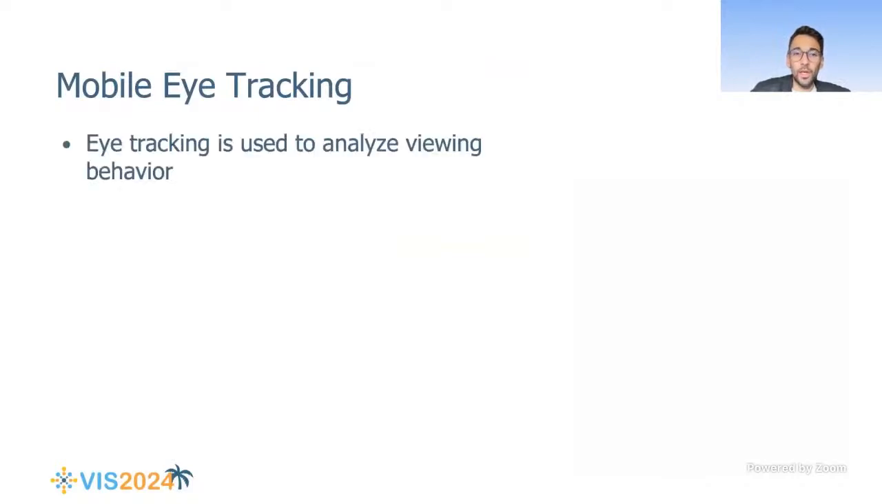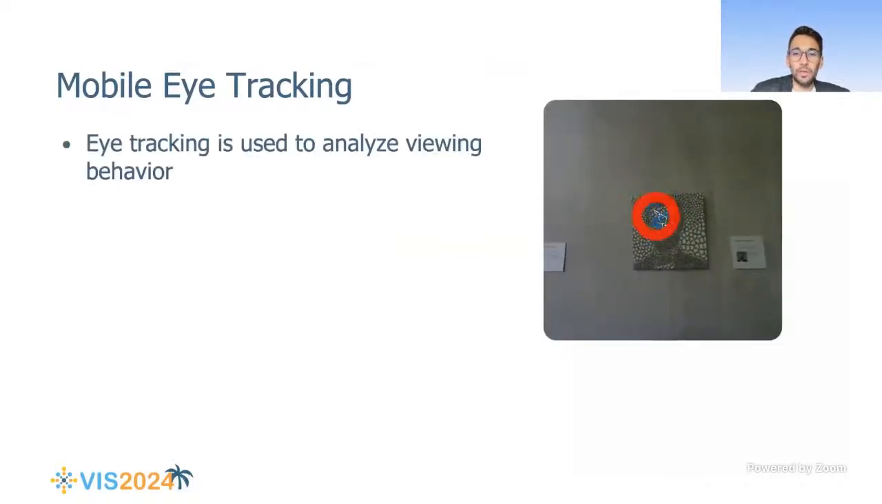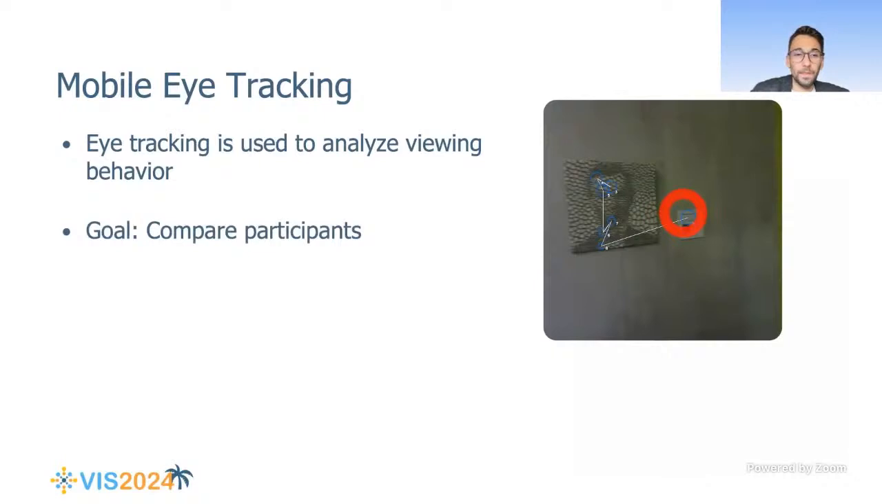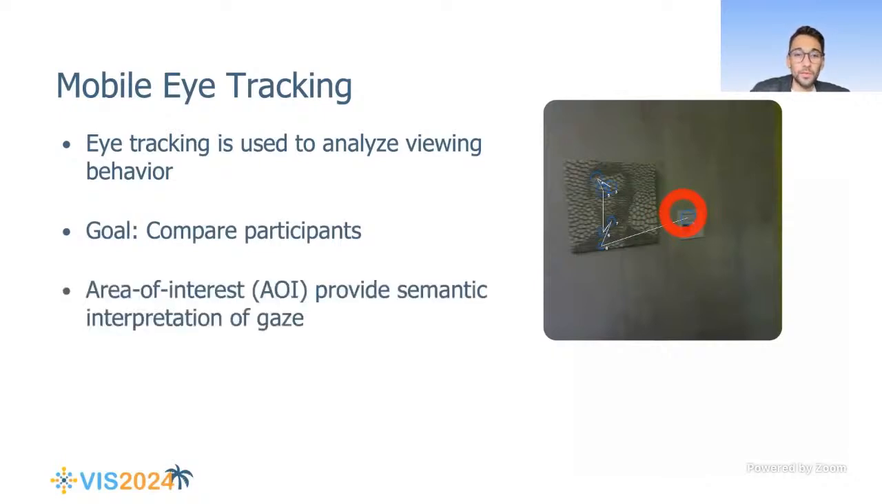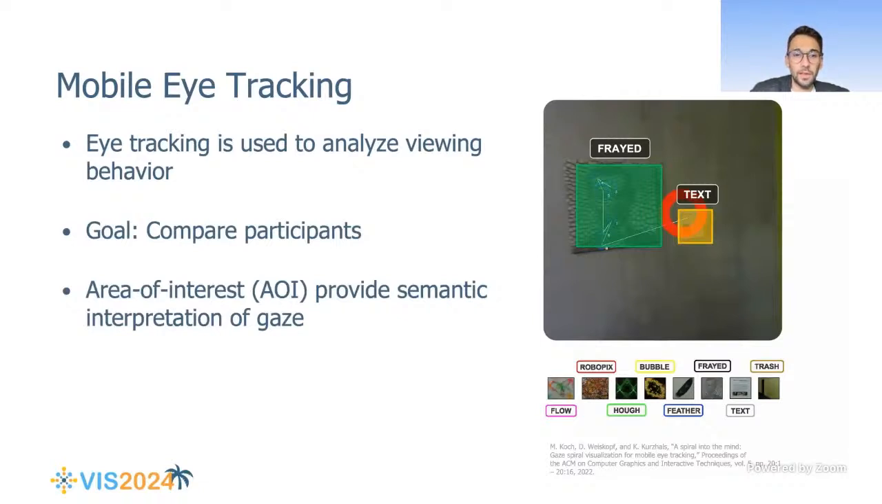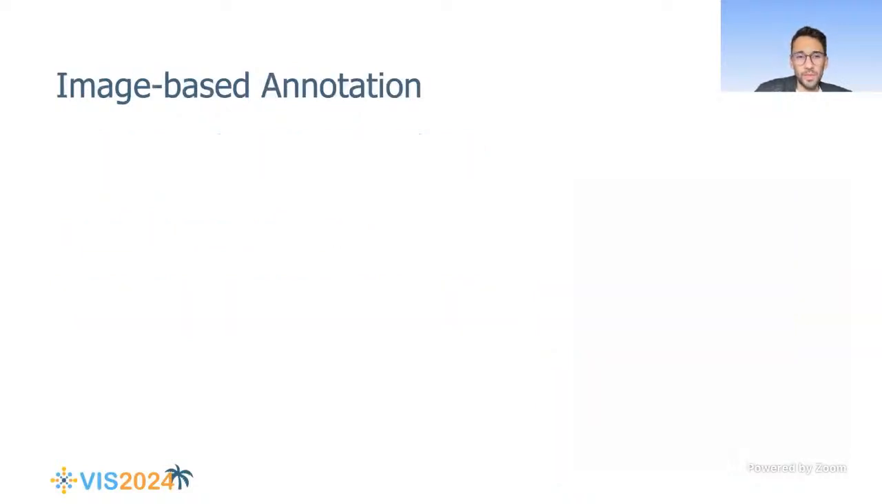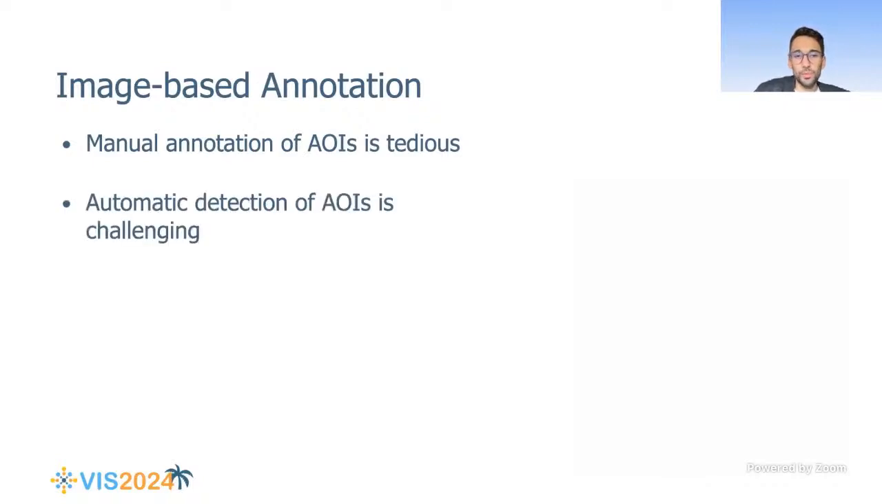Eye tracking is commonly used to analyze the viewing behavior of multiple participants. The goal is often to compare and group them according to their gaze behavior. Areas of interest are often employed to provide semantic interpretation of gaze, which facilitates the analysis of eye tracking data. The problem of AOIs is that their manual annotation is often very tedious. Automatic detection of AOIs is also very challenging, especially in free-viewing scenarios like the one shown before.